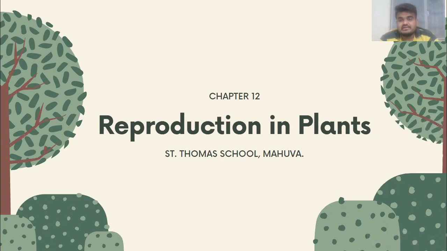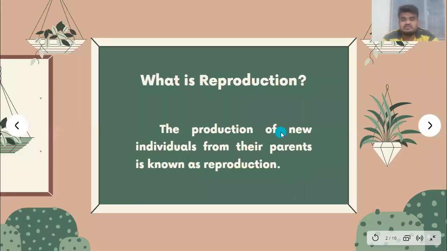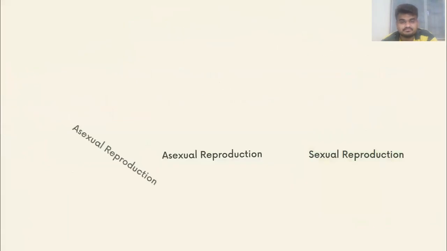In this session, lastly we have studied sexual reproduction. First of all, let's go once again with the definition of reproduction. The production of new individuals from their parents is known as reproduction. That's it, this is simply known as reproduction.